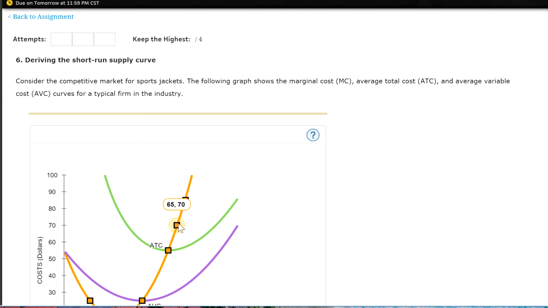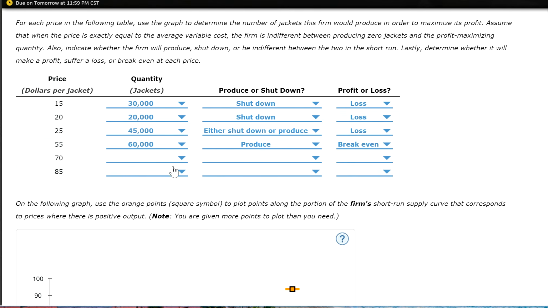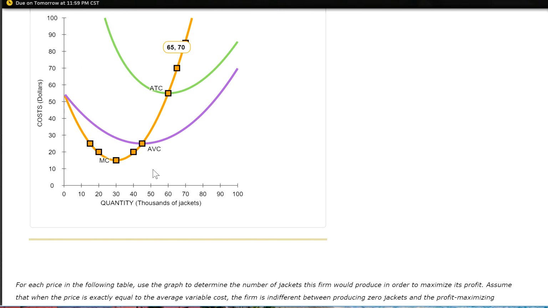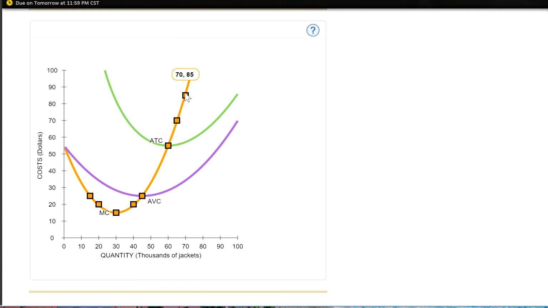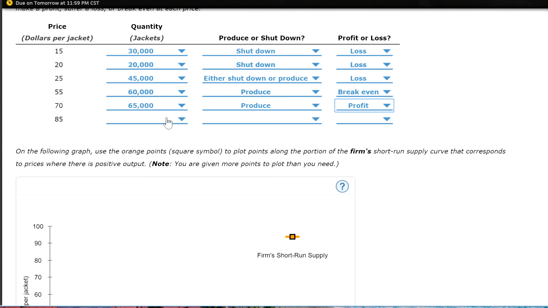Okay, so next one is 70. At a price of 70, we produce 65,000 units. We'll produce this one, actually making a profit. And last one, $85, producing 70,000 units. This we choose to produce because we're also making a profit. Alright, let's hope we got it on this one.